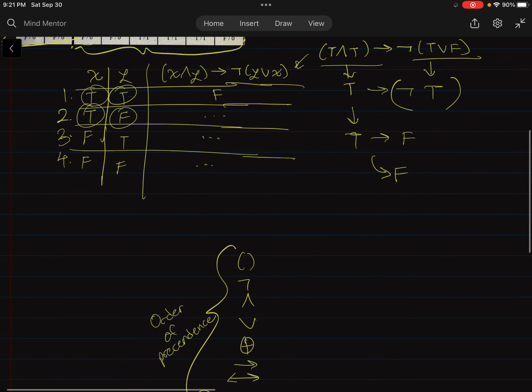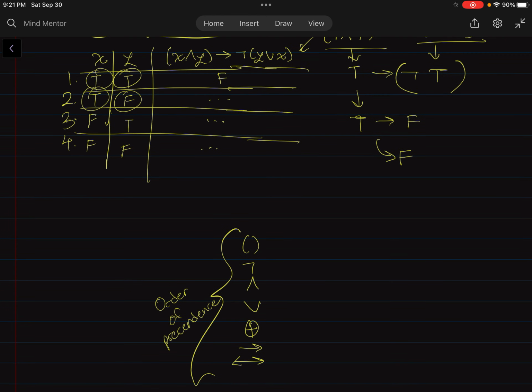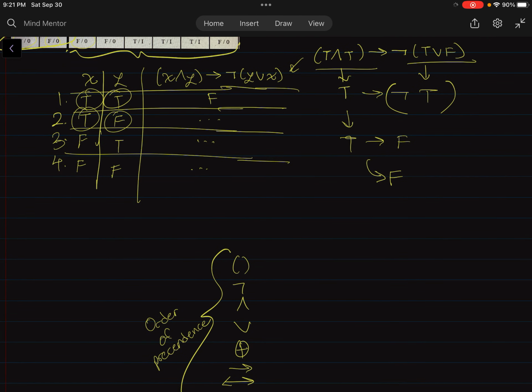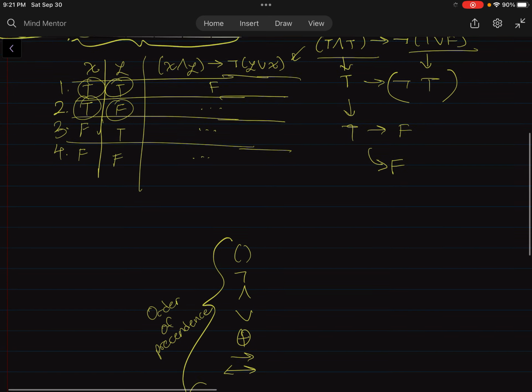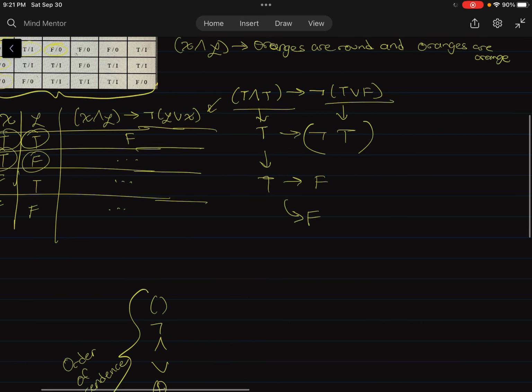Right, so we evaluate what's in the parentheses first, and then we evaluate the negation of it, and then we evaluate the disjunction, etc., etc. So you can see over here that there's no parentheses around the negation, right? So once we got to this step, it was basically true, if true, then not true. So what do we do here? I drew a parentheses around it like this, but it wasn't there to begin with.